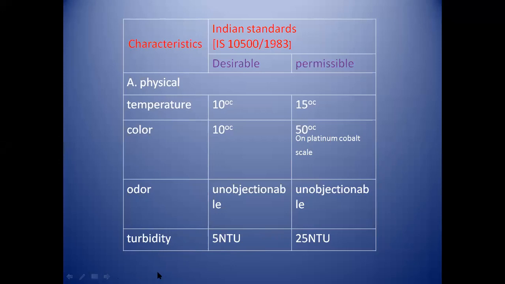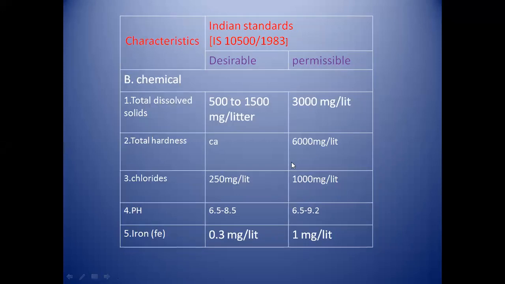The desirable value of turbidity is 5 NTU and permissible is 25 NTU. Now the second is chemical characteristics. Now see the values of chemical characteristics as per Indian standard. For total dissolved solids, the desirable value is 500 to 1500 mg per liter and the permissible value, that is the maximum value, is 3000 mg per liter.